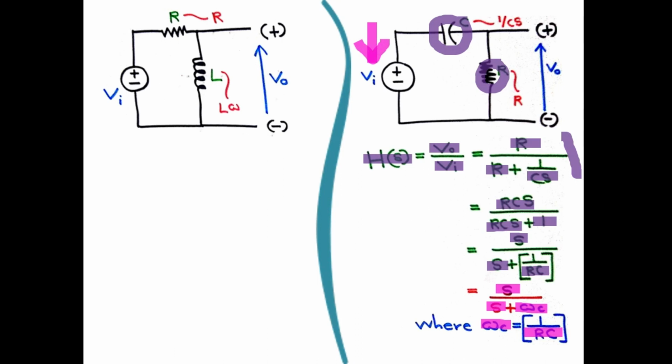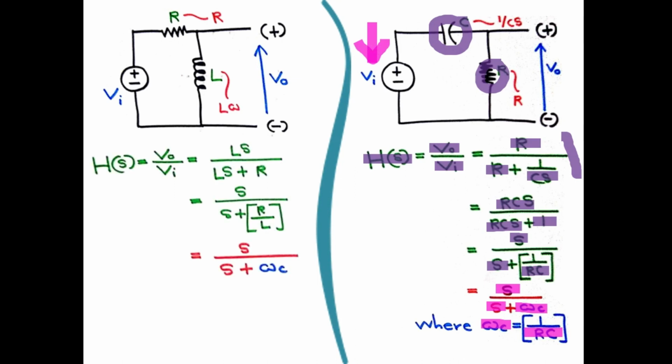Okay, now we are going to talk about the second circuit. Here, again, as previously, we are going to derive the transfer function in the Laplace domain, which is H(s). So H(s) equals V output divided by V input, and we can write this H(s) as Ls over Ls plus R. We can rearrange this as s over s plus R divided by L.